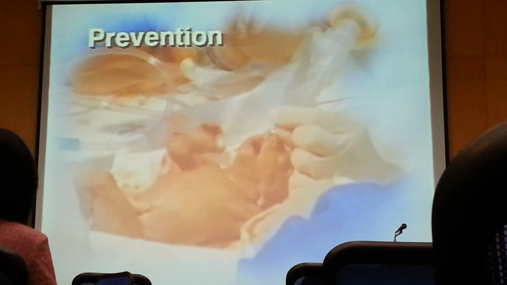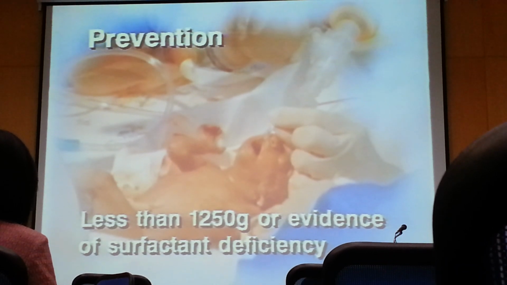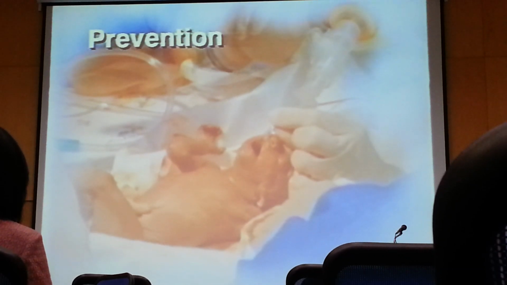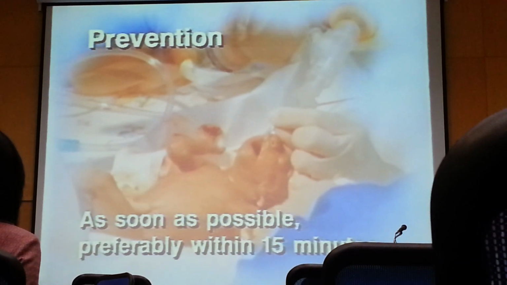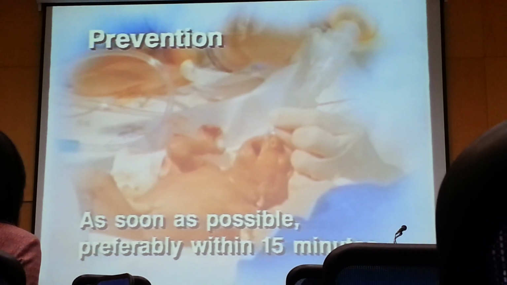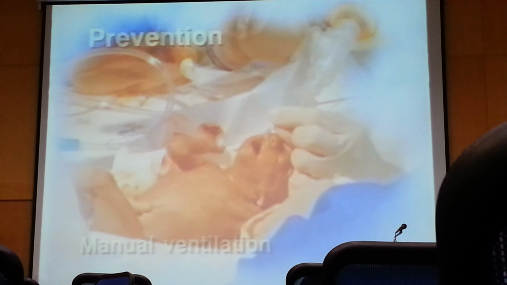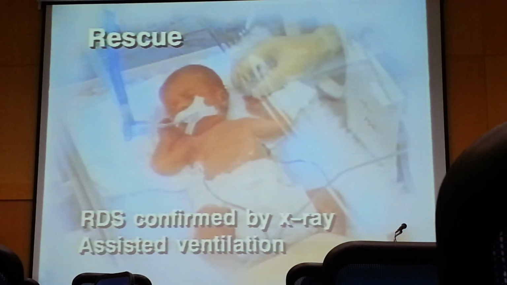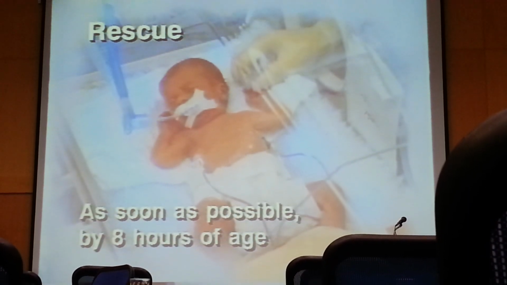For prevention of RDS, Surfactant is given to premature infants of less than 1,250 grams birth weight, or those with evidence of surfactant deficiency. Stabilize, weigh, intubate, and dose infants as soon as possible after birth, preferably within 15 minutes. Manual ventilation is often used in the delivery room. For rescue, confirm RDS by X-ray and treat infants as soon as possible, preferably by 8 hours of age.